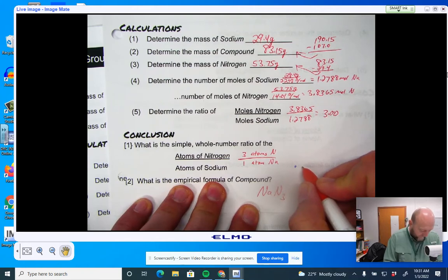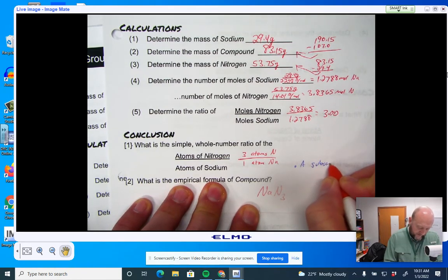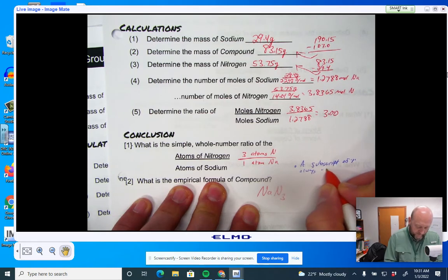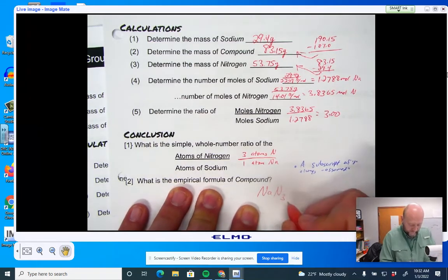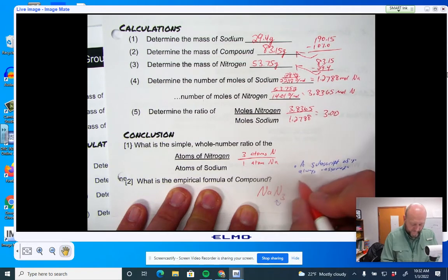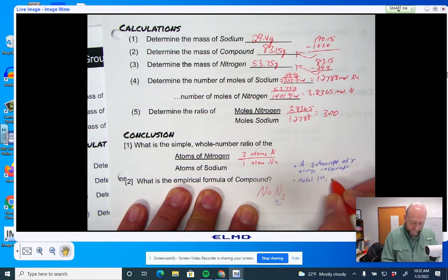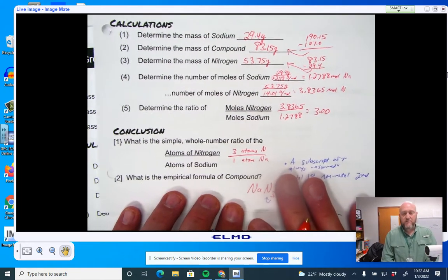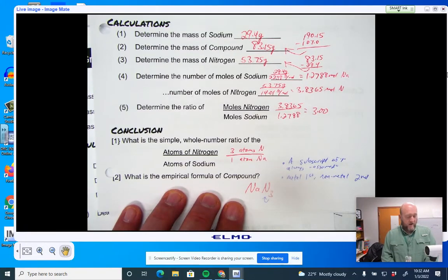Now, a couple of things about this we want to keep in mind. First of all, for the Na, a subscript of 1 is always simply assumed. In other words, we don't actually write in a 1. Notice we do have a 3 after our nitrogen, but we don't have a 1 after the sodium. And secondly, if we have a metal, it needs to come first, and a non-metal will come second.